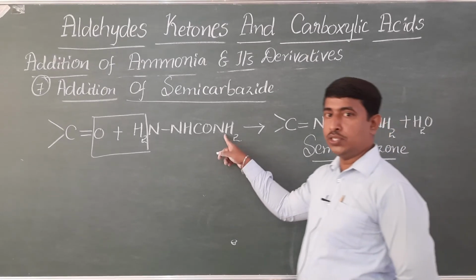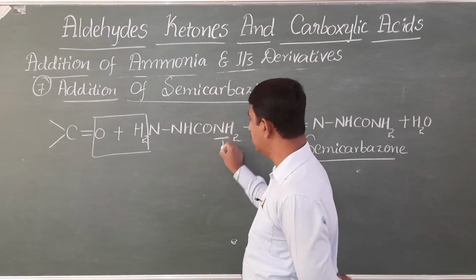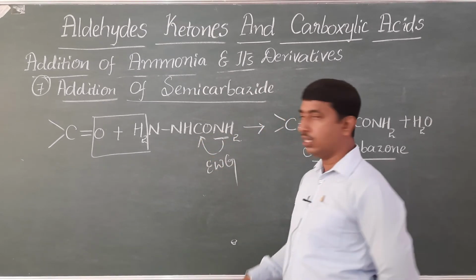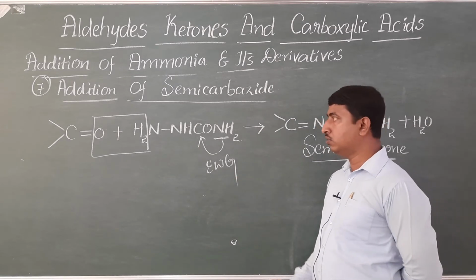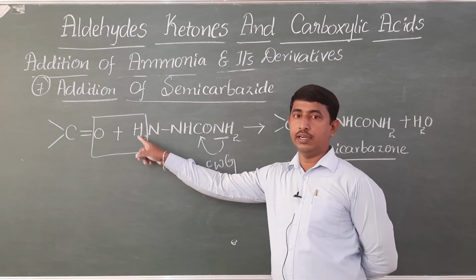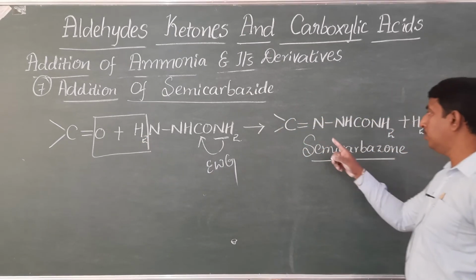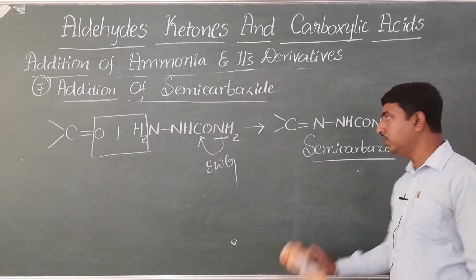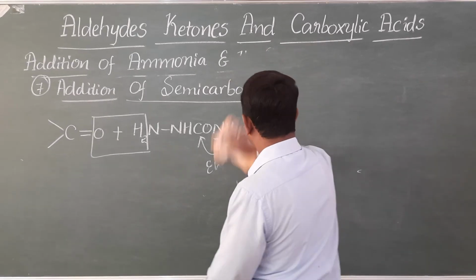Don't use this NH2 for the removal of water, because this NH2 is directly bonded to the electron withdrawing carbonyl group. So removal of hydrogen becomes difficult. So we are using this NH2 of NH2 NHCO NH2. So it is C double bond N NHCO NH2. The product is called semicarbazone. This completes nucleophilic addition reaction.